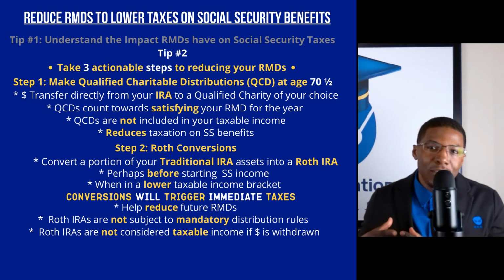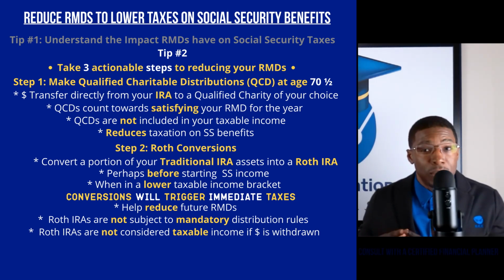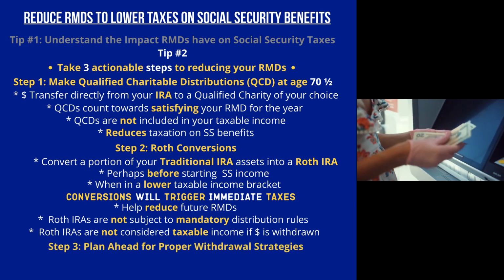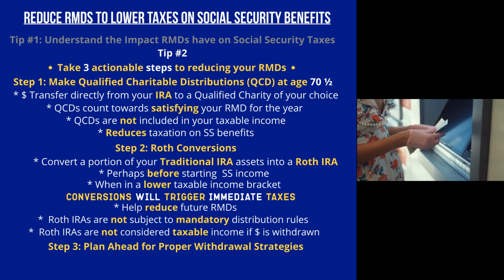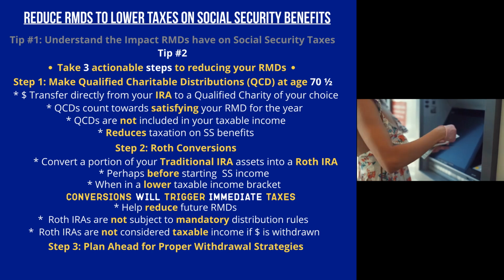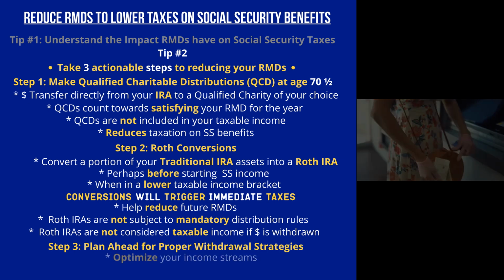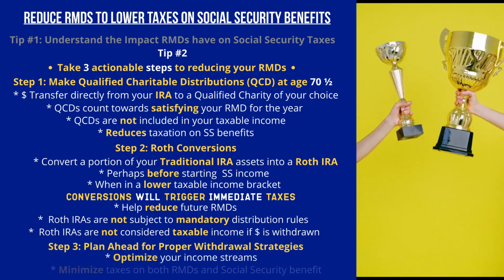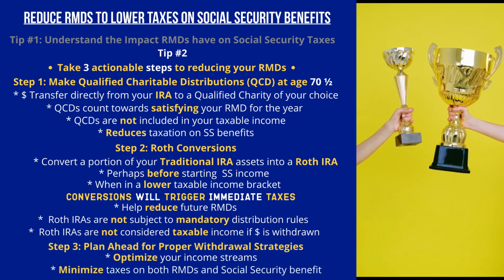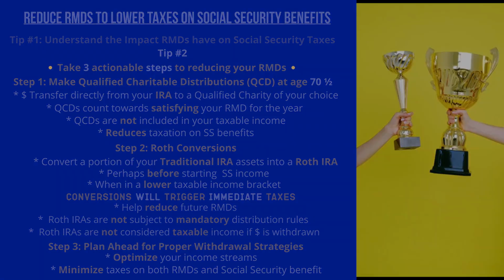Now, the last actionable thing that you can do is sit down with a certified financial advisor who can help you plan a proper withdrawal strategy. By carefully planning when and from which accounts you will be pulling, based on their tax implications, you can optimize your income streams while minimizing the taxes on your required minimum distributions and your Social Security benefits.